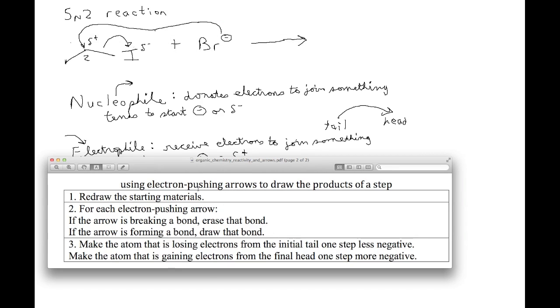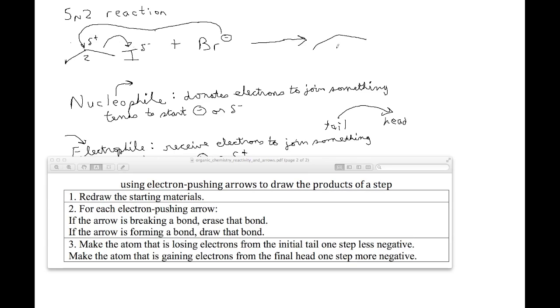First, you want to redraw the starting materials. Then you look at each electron pushing arrow, and if the arrow is breaking a bond, you erase that bond, and if it's forming a bond, you draw the bond. So let's look at this arrow. Do you think this arrow tells us to erase a bond, to form a bond, or both?